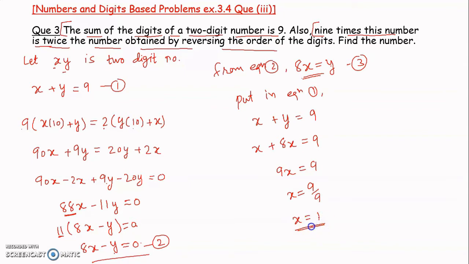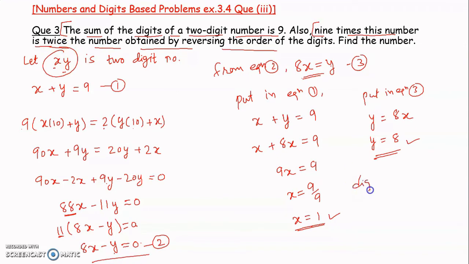Now if you put this x equal to 1 in equation number 3, we get y equal to 8x. Here in place of x we will put 1, so we get y equal to 8. So x equal to 1 and y equal to 8. This is our answer. So our digit is xy.